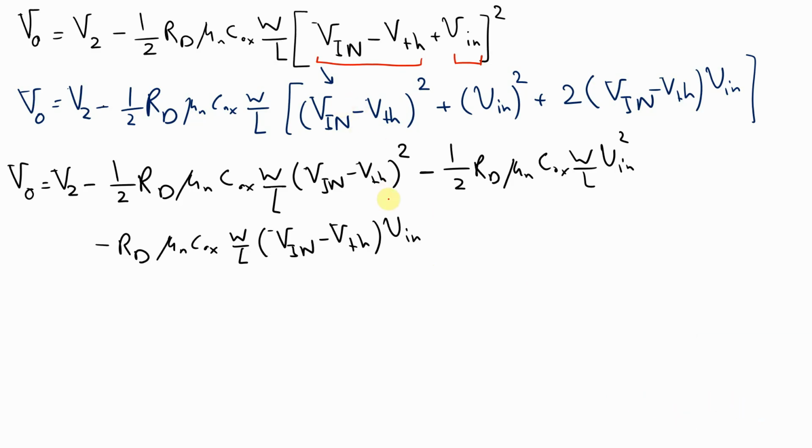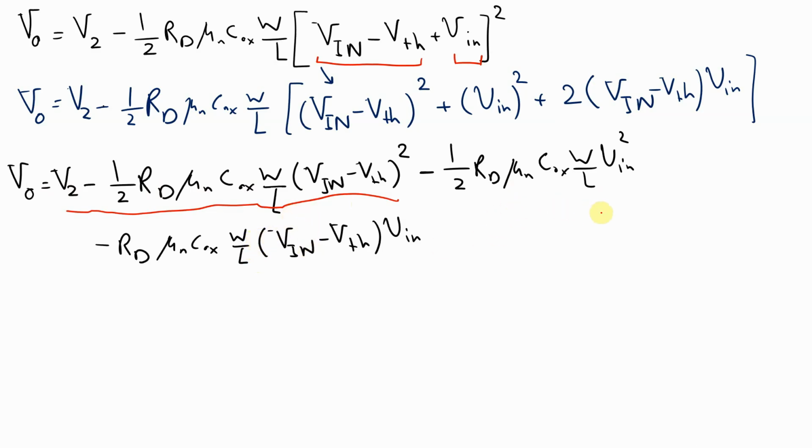So what is this term? This is a DC voltage of output voltage. And these are other results.